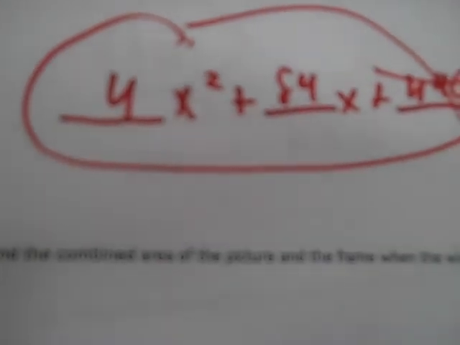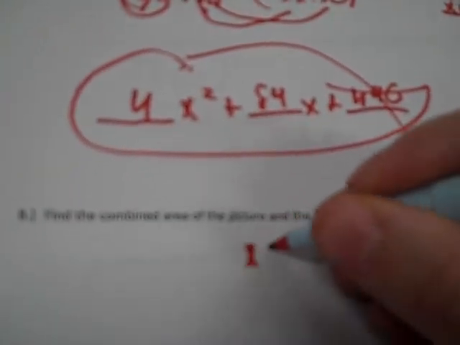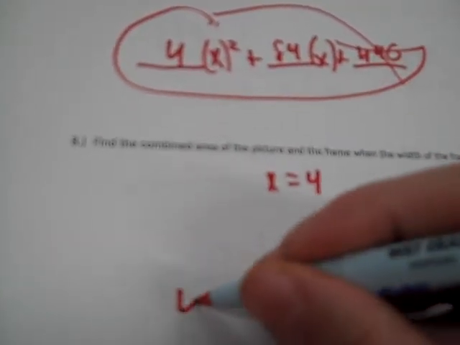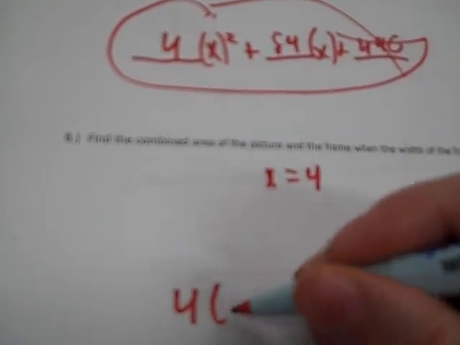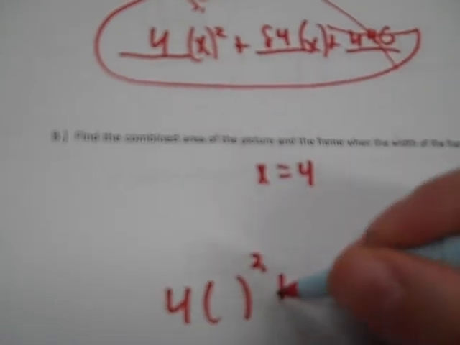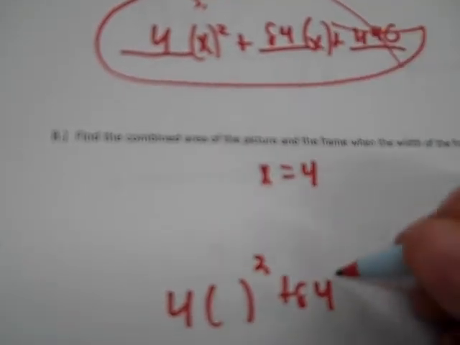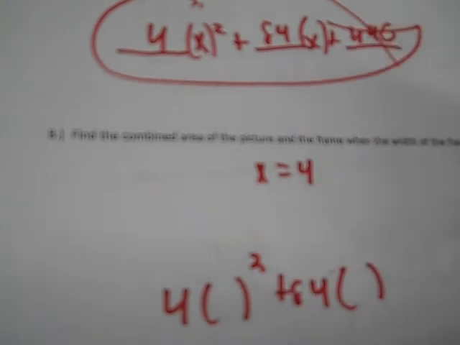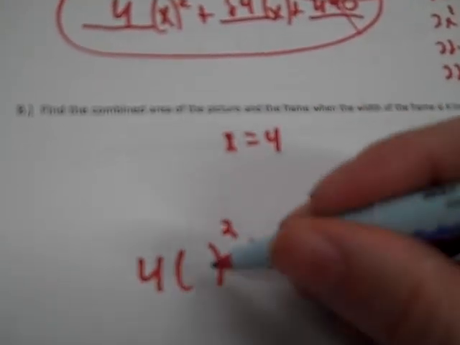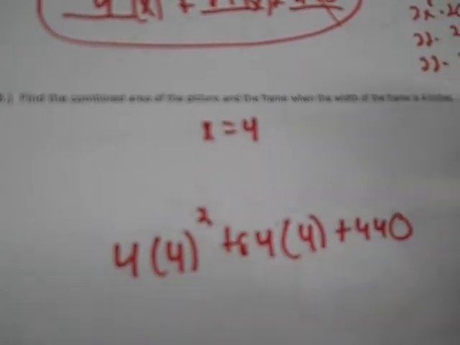Now find the combined area of the picture and the frame when the width of the frame is 4 inches. What that's telling me is that these x's all equal 4. So that means I just replace the x's in the expression down here. So you've got a 4. Now empty the x from that parentheses. It is to the second power. And then we add 84, parentheses, but no power needed. And then plus 440. And we simply slip that 4 in where the x's were.